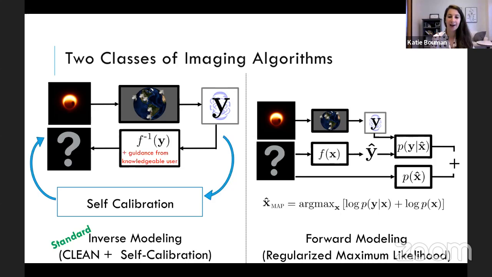And of course, the disadvantage here is that we have to define what is a likely image. And that's going to introduce some sort of bias. But the huge advantage here is that we can naturally incorporate all these different kinds of errors that we expect to see in the data likelihood term.